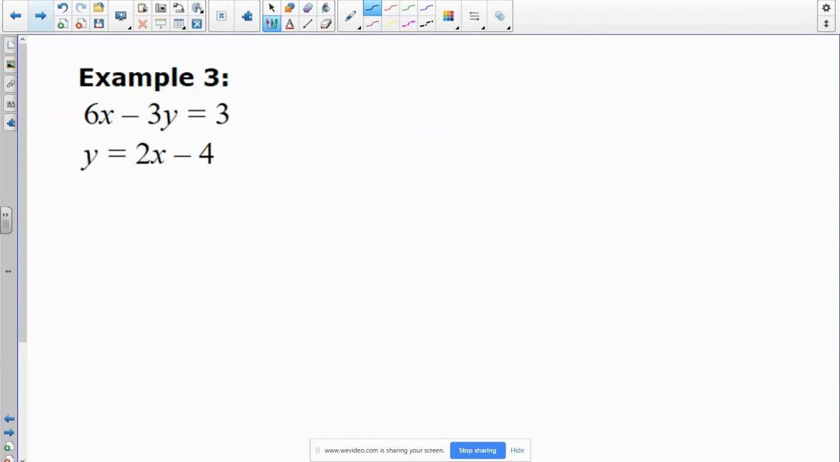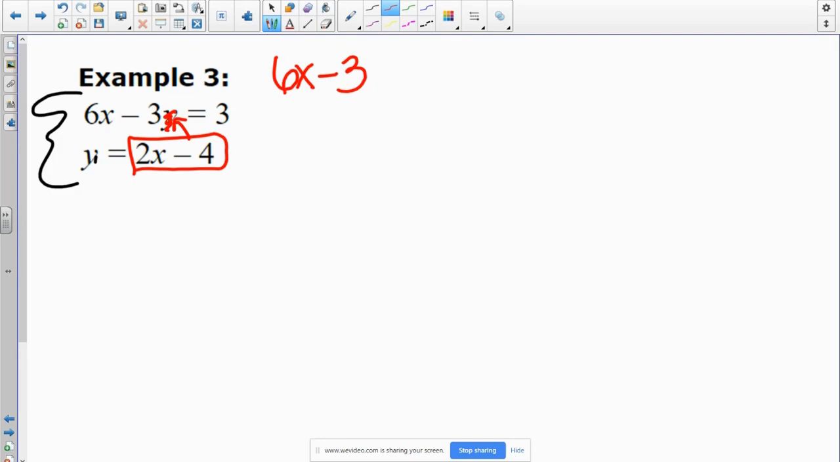Third example. So notice we both have x's and y's. We're going to use the substitution method. Now this one, I'm going to pick the bottom equation to substitute because notice that the y is by itself. So y is the same thing as 2x minus 4. Instead of putting this y here, I'm going to substitute that in. So we have 6x minus 3, and instead of that y, I'm substituting 2x minus 4 because those are equivalent, and that equals 3.